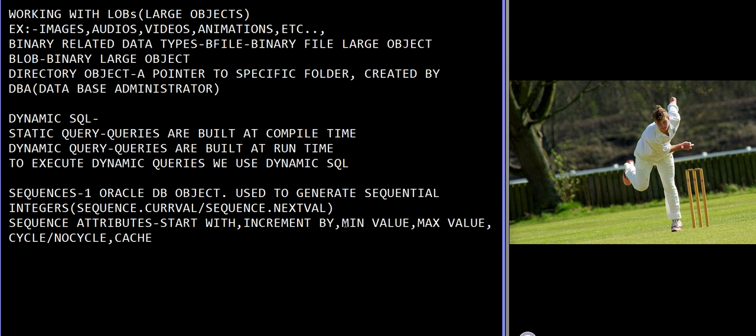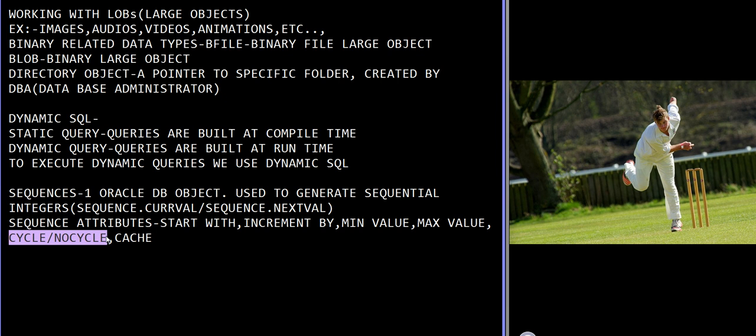Then we can write minimum value, meaning the start value can be the minimum value, and maximum value, up to which it should generate integers. Then we can write cycle. Cycle is, if we have minimum value 1 and we started the sequence with 10, and the maximum value is 20, then after completing 10 to 20, if we apply cycle, it will come back to number 1 and write the integers again, the previous values which were not included.